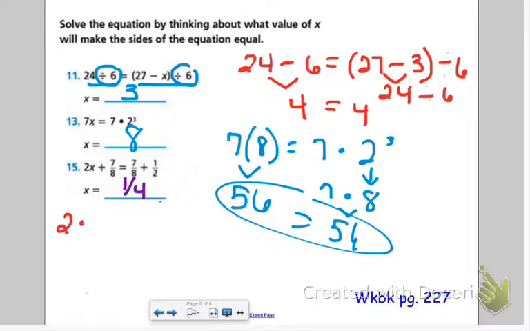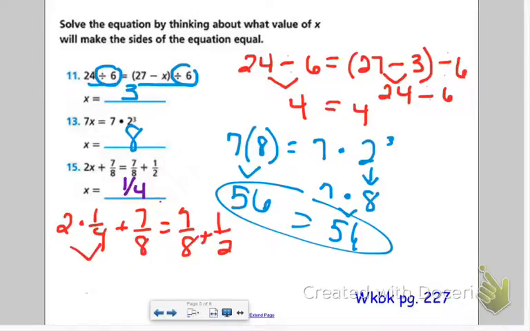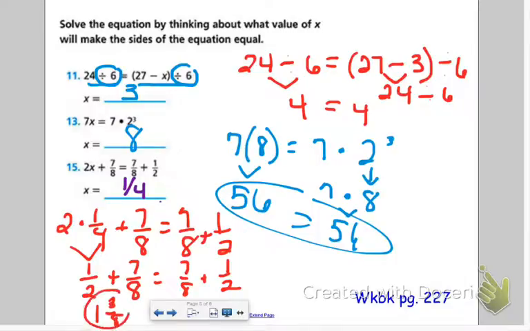All right, so 2 times 1/4 now instead of x, plus 7/8 equals 7/8 plus 1/2. So 2 times 1/4 is going to give you 1/2. So on the left-hand side you have 1/2 plus 7/8. On the other side you have 7/8 plus 1/2. I'm running out of room here, but 1/2 plus 7/8, once you find common denominators and add it all up, you get 11/8, or 1 3/8 on the left-hand side. And over here 7/8 plus 1/2, again there's your 1 3/8, so both sides are equal to each other. 1 3/8 is equal to 1 3/8, so 1/4 is the solution for that equation.